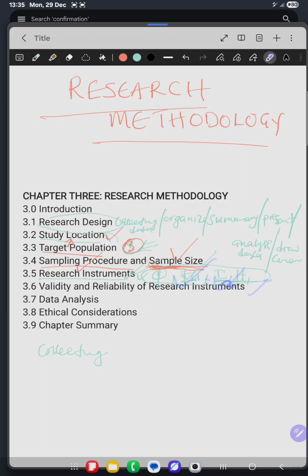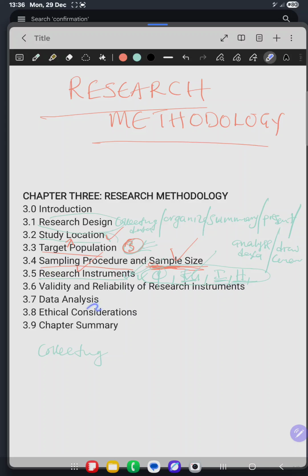Then if you see that the answers you are getting from Copperbelt Province are exactly the same as the answers you got from your pilot study, then as a researcher, you are going to conclude that your research instruments are valid and reliable. But if you see that the answers you got from the pilot study are totally different from the ones you are getting from your target population, then you conclude that the research instruments are not reliable. All right, so that is what we call validity and reliability of research instruments.